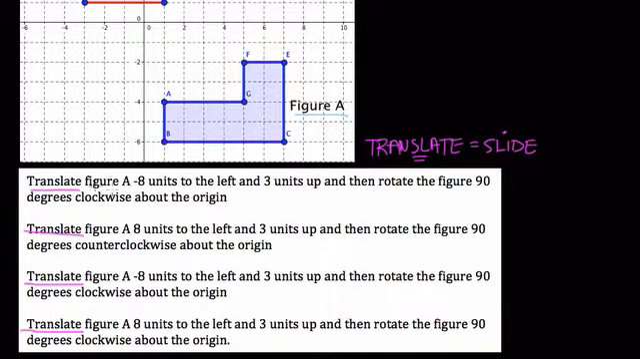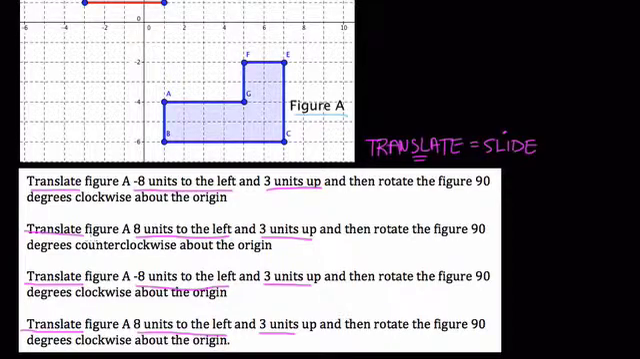In one case, they translate figure A negative 8 units to the left and 3 up. And in the other case, they're saying 8 units to the left and then 3 up. Not negative 8, but 8 units to the left and 3 up.